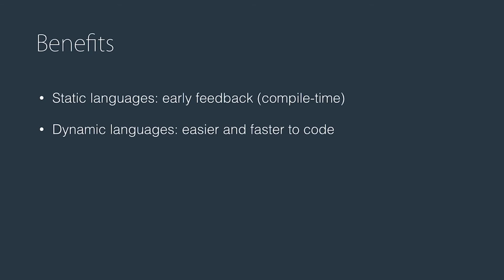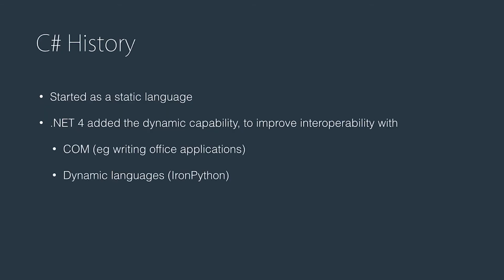But on the flip side, because we lose compile time checking, we have to write more unit tests to make sure the application behaves properly at runtime. Now, C# started as a static language, but in .NET Framework version 4, they added dynamic capability to it. And the intention was to improve interoperability with COM or dynamic languages in .NET like Iron Python. If you're writing code for Microsoft Office applications such as Word or Excel, dynamic is a feature that is going to help you a lot.